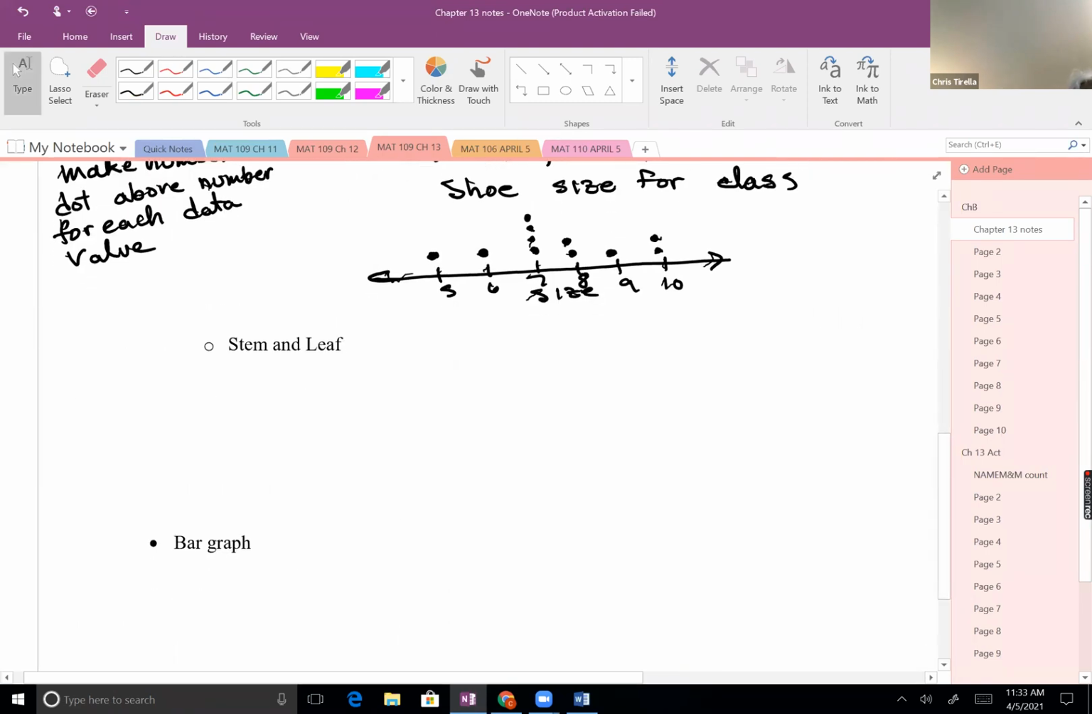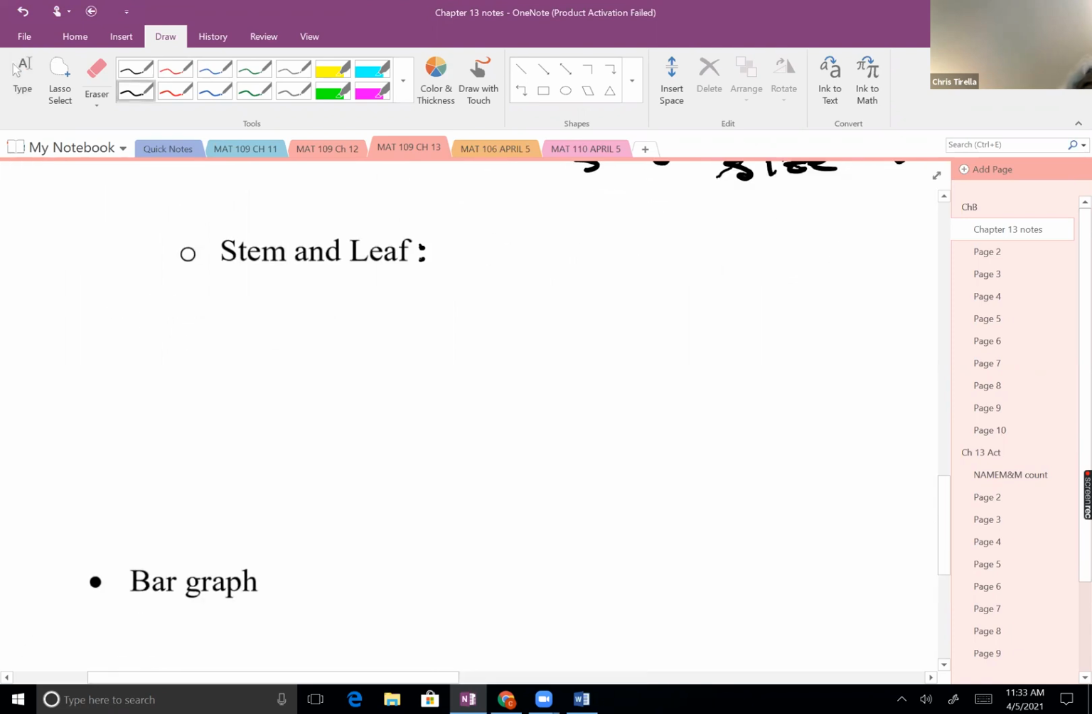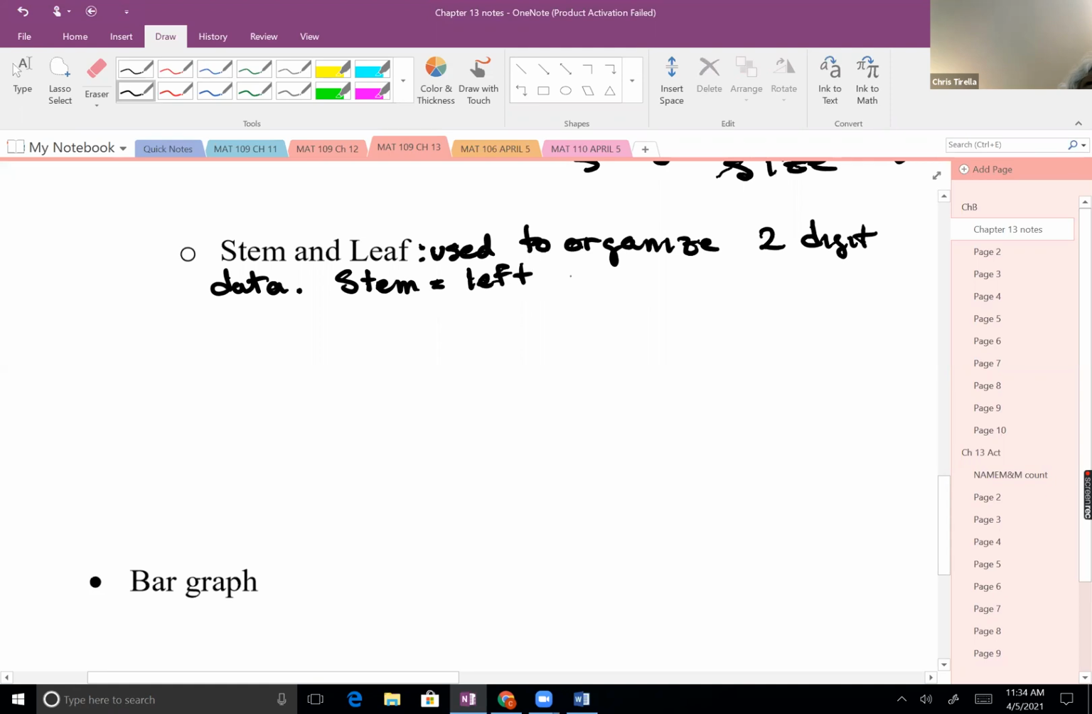Then next, let's look at a stem and leaf diagram. I'm going to make this a little bit bigger. I'm going to need to fit a bit more writing in between here. A stem and leaf diagram is used to organize two-digit data. The stems would be the left digit, and the leaves would be the right digit.